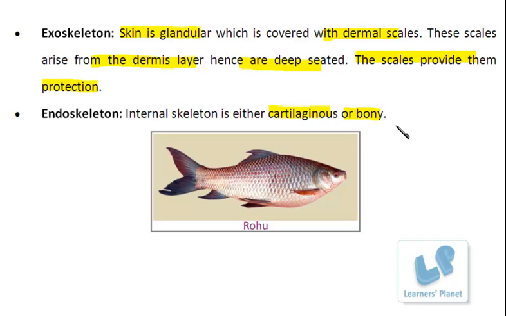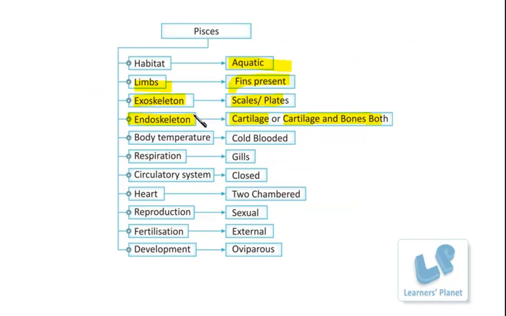Bony tissue is basically made up of bone cells, or the osteocytes, which are embedded in a hard matrix. Alternatively, in the cartilage, the cells are embedded in a soft matrix. This is the difference between the two, and hence the internal skeleton of fishes can be either soft or hard, made up of bones. So now let us move back to the flowchart again to see the next particular feature. The next important feature is regarding the body temperature. So these organisms are cold-blooded.